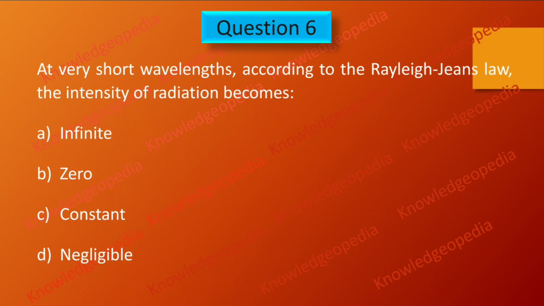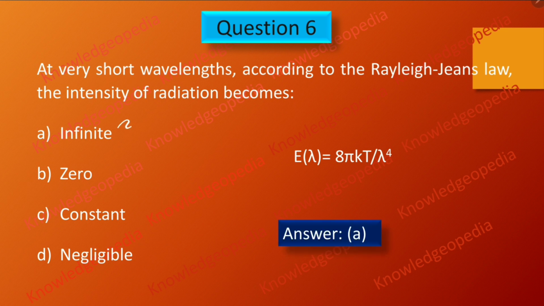Now coming to the next question, that is question 6. At very short wavelengths, according to Rayleigh's law, the intensity of radiation becomes infinite, zero, constant, or negligible. So according to Rayleigh's law, E equals 8 pi kT by lambda to the power 4. So here you can see if lambda is very small, then this intensity will become infinite. Okay. Thus option A is the correct option.